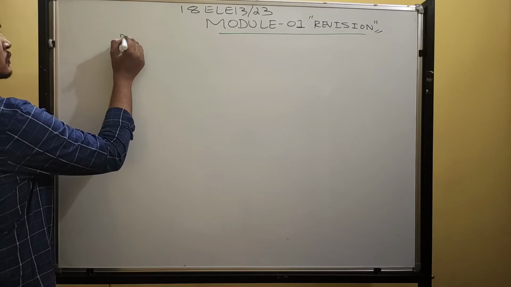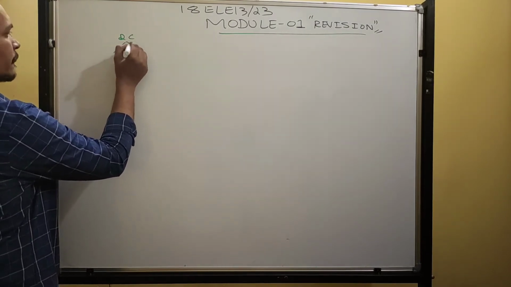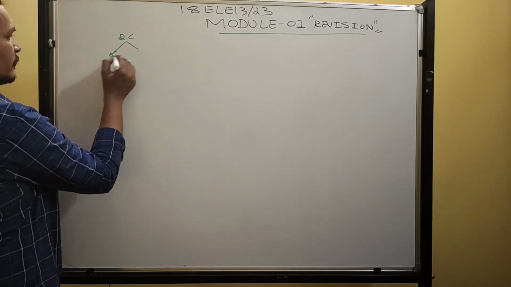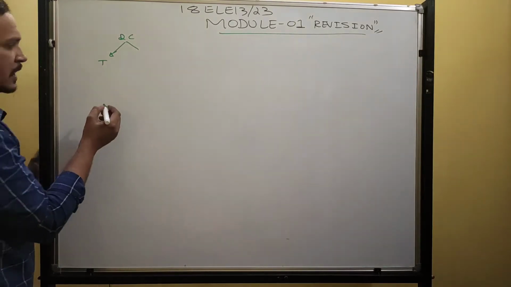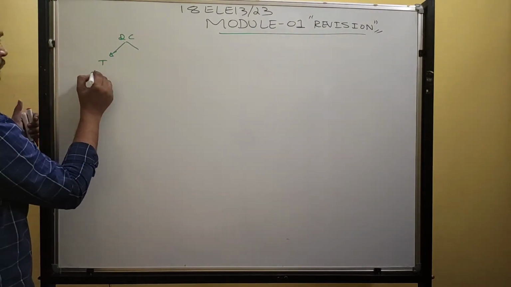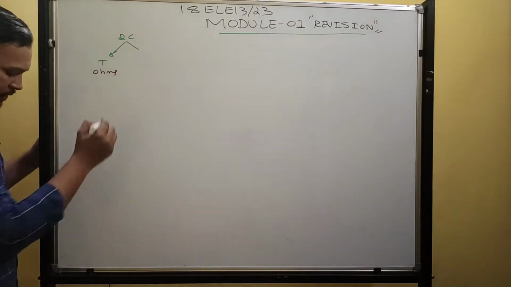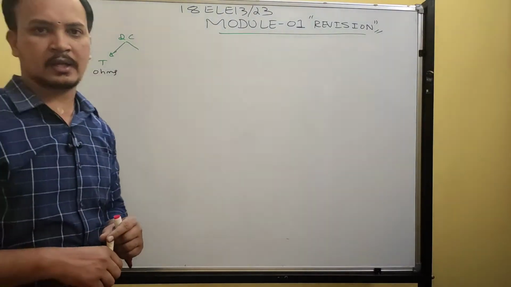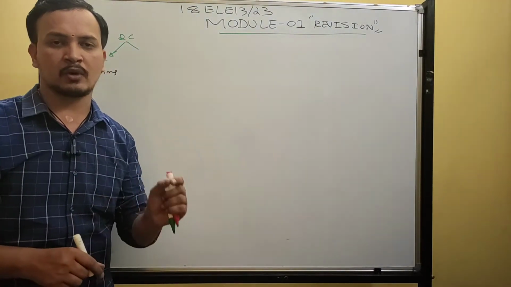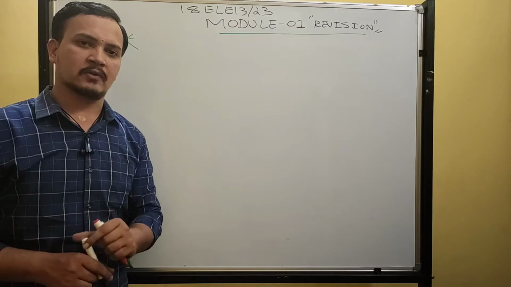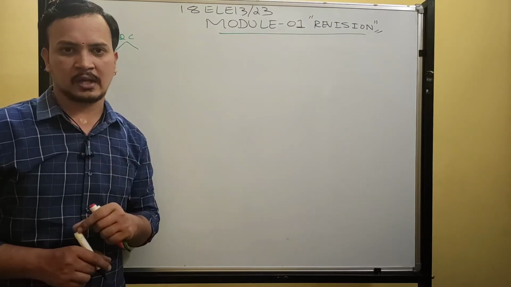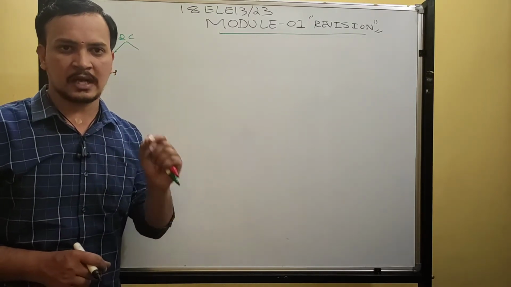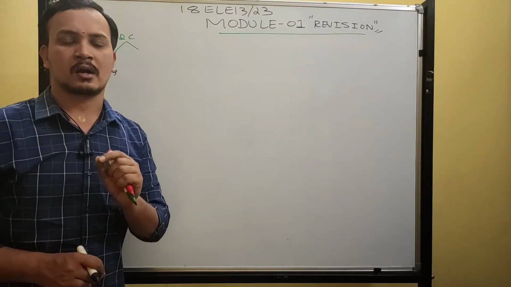So in DC circuits, what are the topics we have? Theory topics. What are the theory topics we have in DC circuit? Ohm's law. What is Ohm's law? The current flowing through a conductor is directly proportional to the applied voltage between ends of the conductor and inversely proportional to the resistance of the conductor, provided the temperature and other physical conditions remain constant.